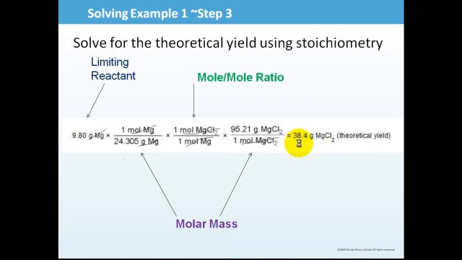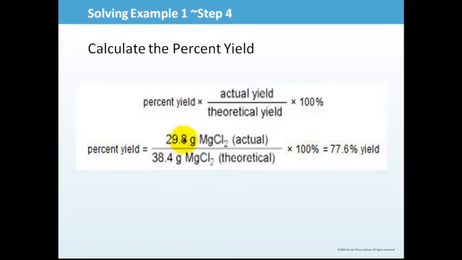Now back in the problem, we were told that the actual yield was 29.8. So we simply take the 29.8 divided by 38.4, times it by 100 to make it a percentage, and we end up with 77.6% yield. Okay, so not too bad of a reaction, 77% yield. Certainly could be better, but it's definitely not horrible. We're not below 50, so that's not too bad.